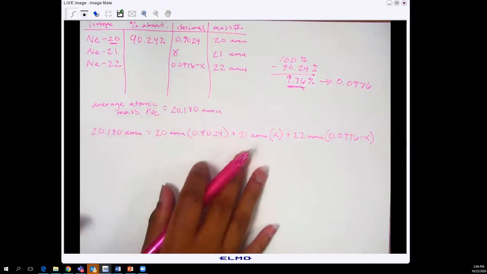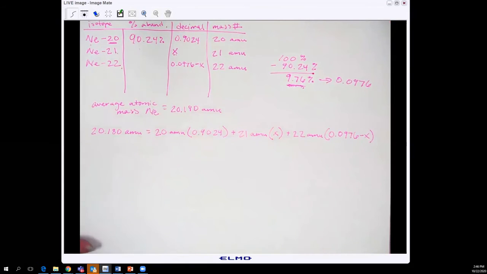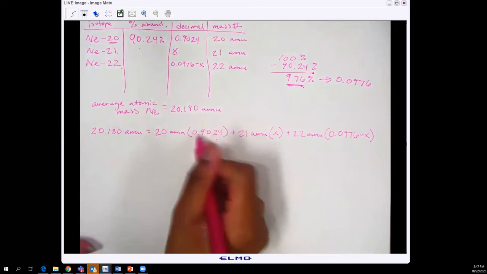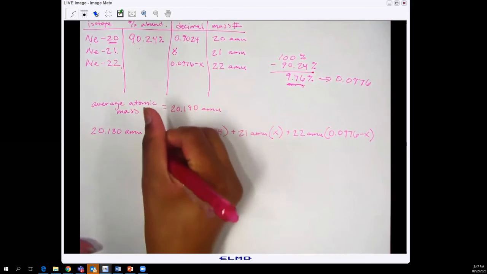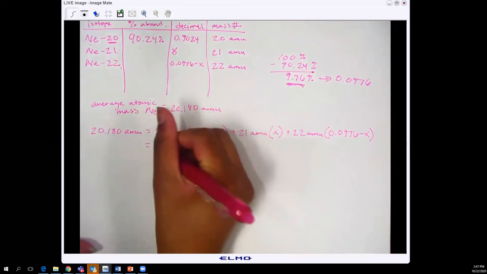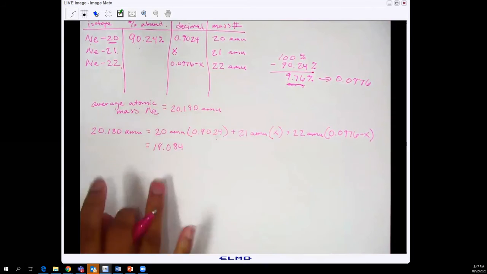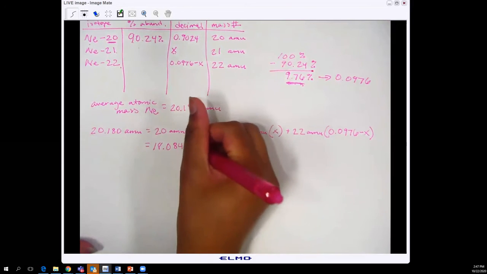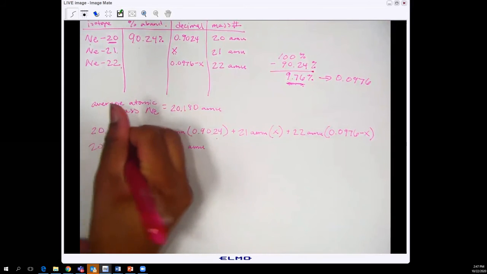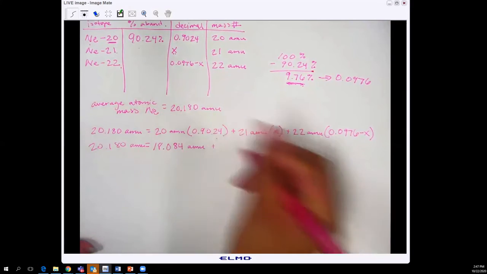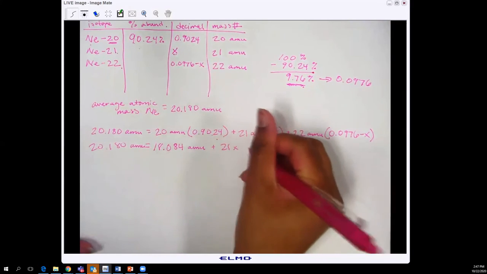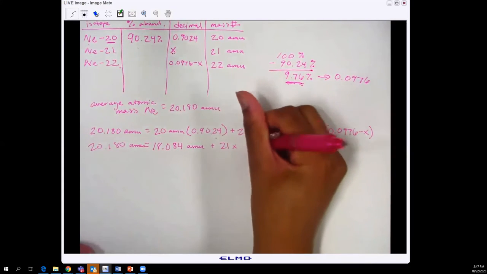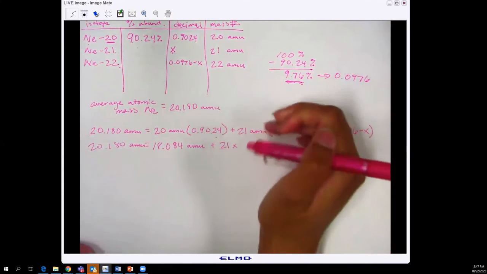So at this point, we're just dealing with algebra, right? So we're going to do a little bit of arithmetic. We'll multiply together our 20 AMU and its percent abundance as a decimal. If you do, you'll end up with 18.084, and I believe that's actually the number that you get in the calculator. So this isn't rounded, right? I'm not rounding anything yet. All right, and we've got 21x plus 22. Cool, I've got erasable pens. So if I make a mistake, it's okay.